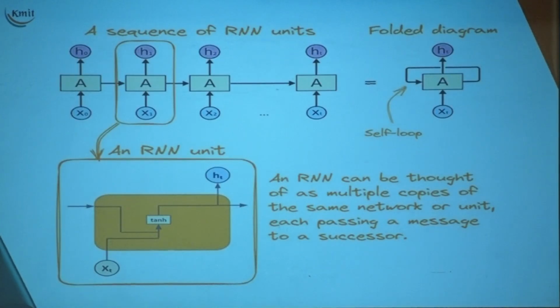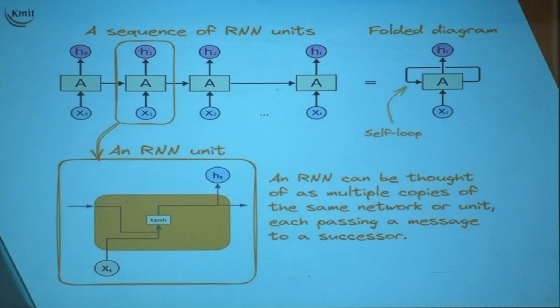So what are these three diagrams? The first one is the unrolled diagram. The second one is called the folded diagram. The third one is called internal hidden operation. What is happening internally in the hidden layer? It takes the current input and the previous hidden state and generates the new hidden state.